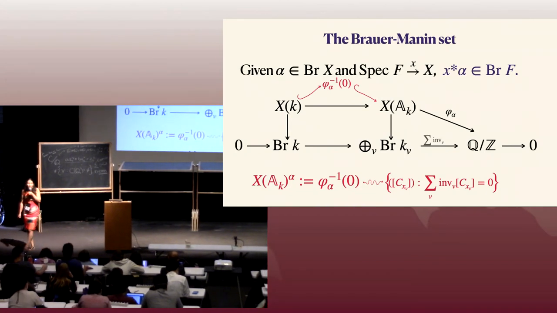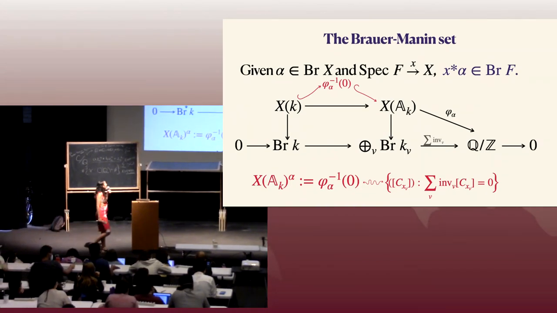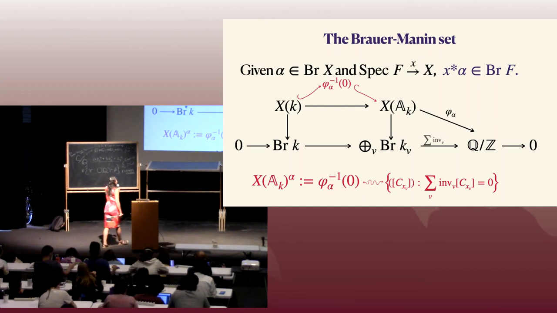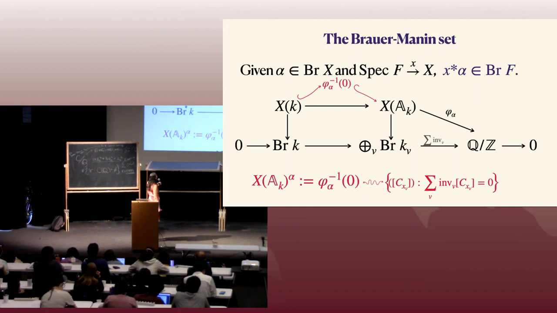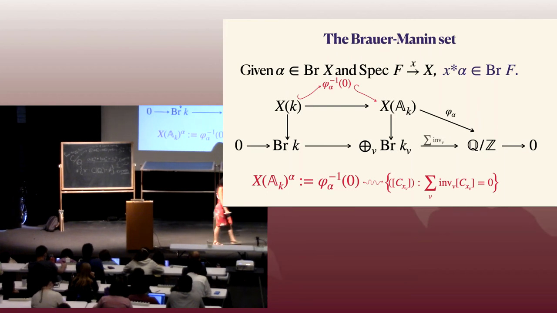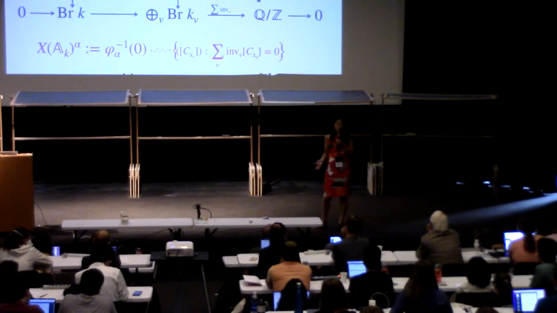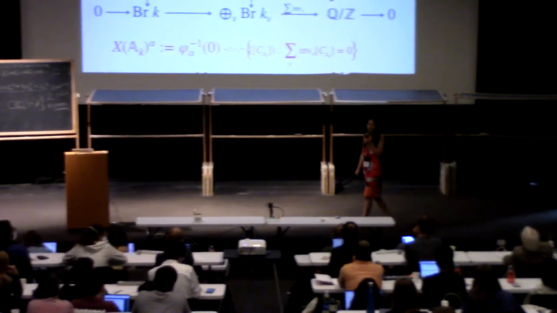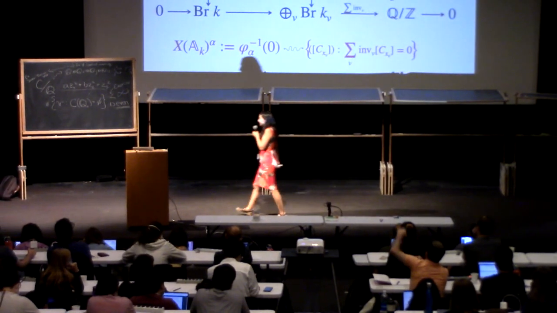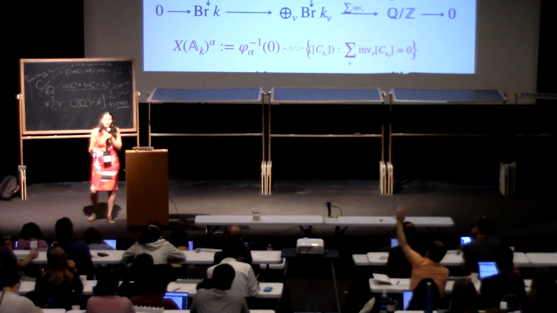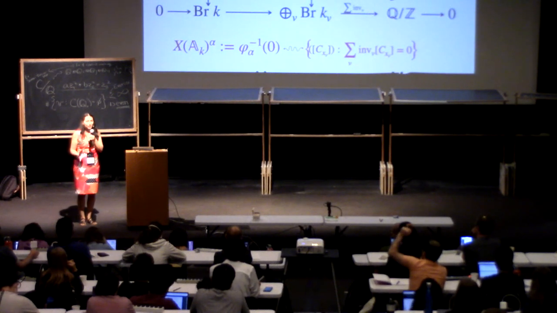Other questions? Yes? Yes, that is something you have to prove. The short answer is because alpha extends to an element in the Brauer group of a model of X over some ring of S integers for some S, and so then it goes there. I understand that answer was not supposed to make sense to everybody, just to be clear.